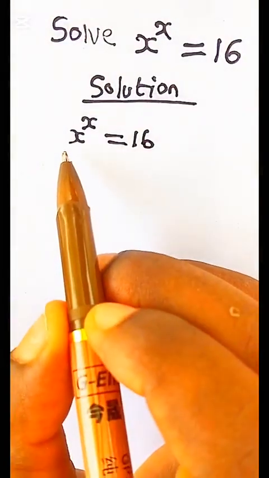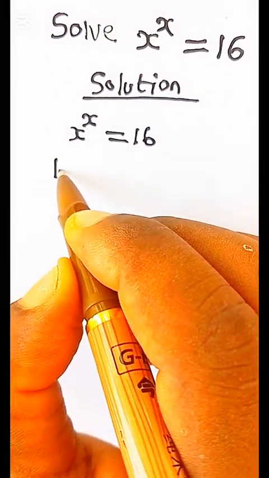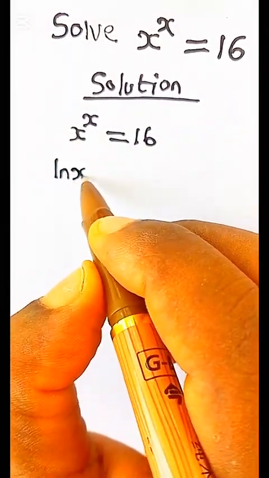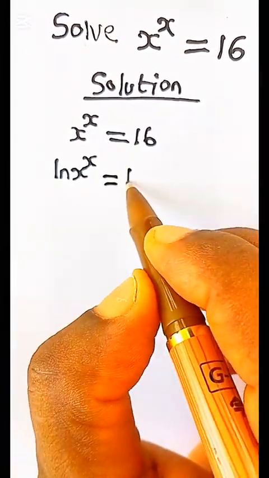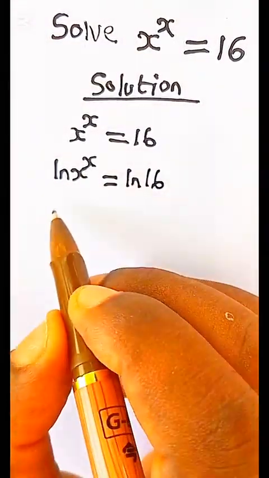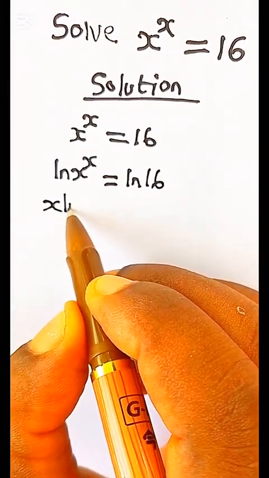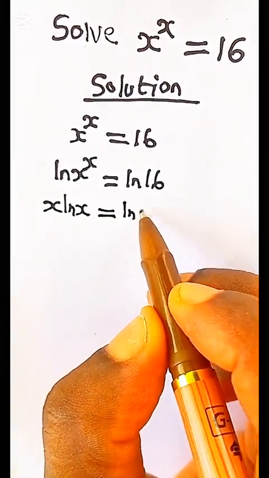So you now take the natural log of both sides. That is natural log of x to the power x, that's ln x^x equals ln 16. So this becomes x ln x equals ln 16.